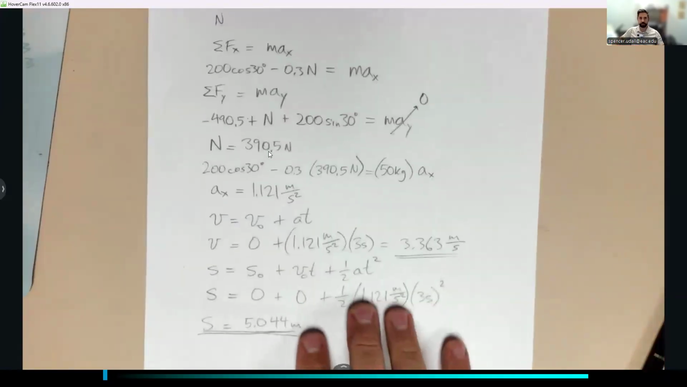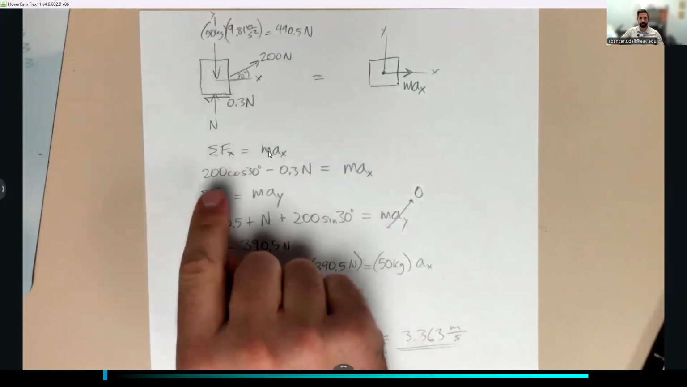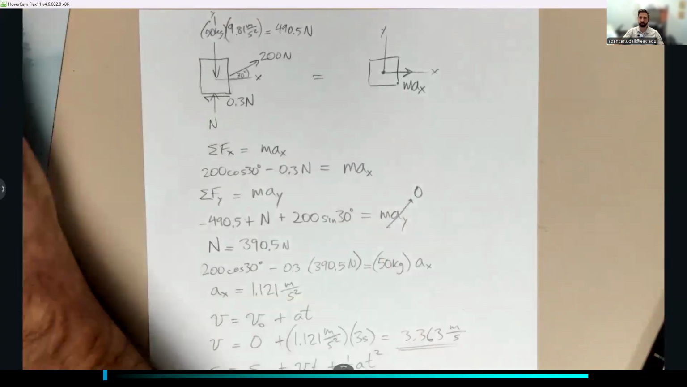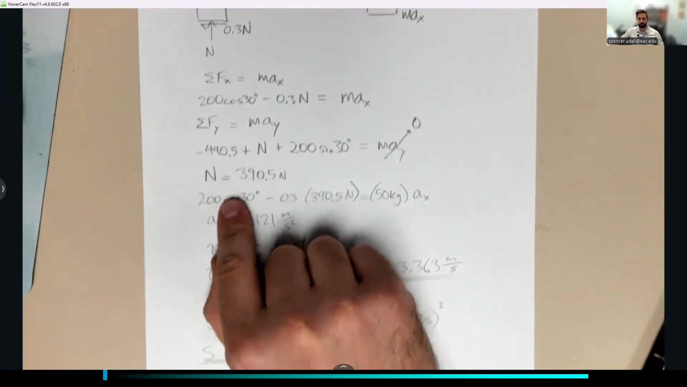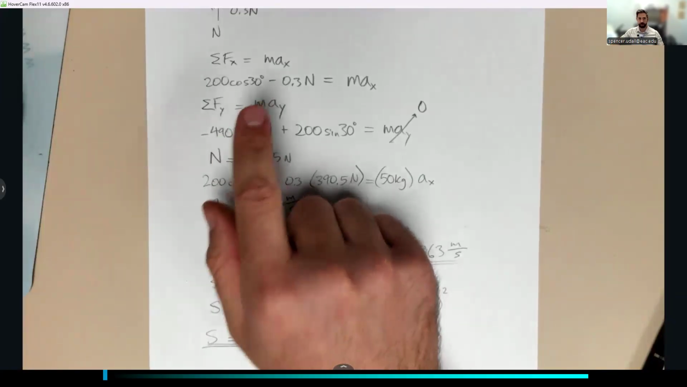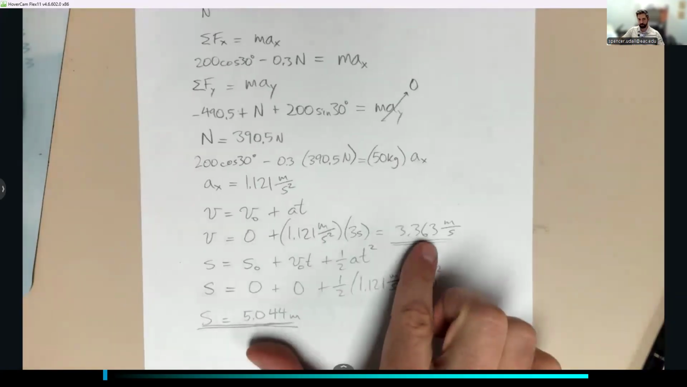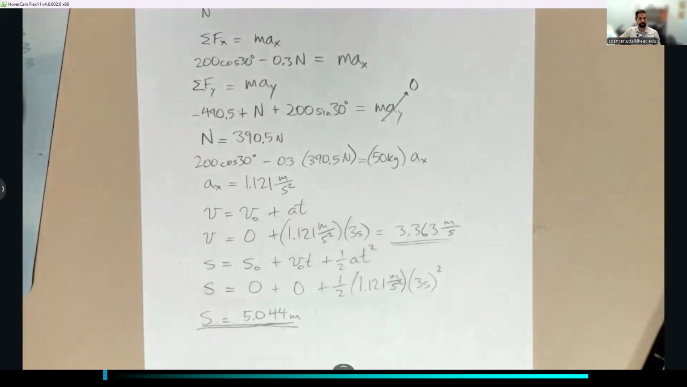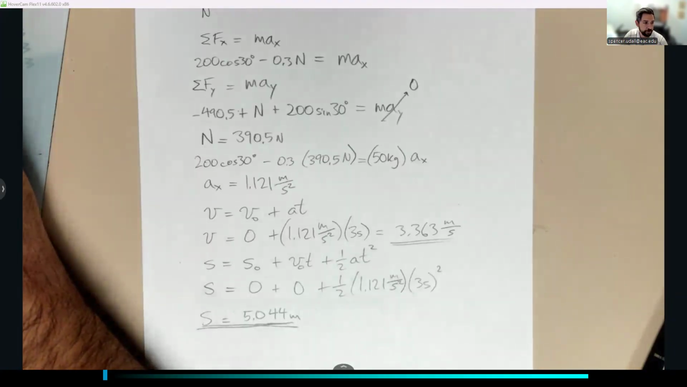That's all we would need for that problem. Looking back through, we drew our two diagrams, and then we set our sum of the forces equal to mass times acceleration. In the y, it was 0, which allowed us to find the normal force. Then we plugged that back in, found our acceleration, and used our constant acceleration equations to calculate what the final velocity and position were. So a great example of what we could do with this sort of thing where we set the forces equal to ma.